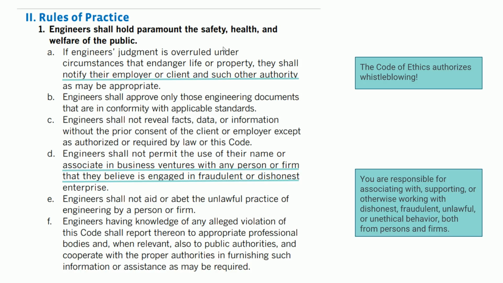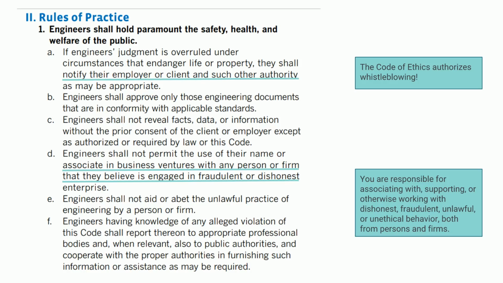Another interesting thing about holding paramount the health, safety, and welfare of the public. It says things like only approve engineering documents that are in conformity with applicable standards, don't reveal facts or information of a client without prior consent, and so on. But D here is interesting. It says that engineers shall not permit the use of their name or associate in business ventures with any person or firm they believe is engaged in fraudulent or dishonest enterprise.